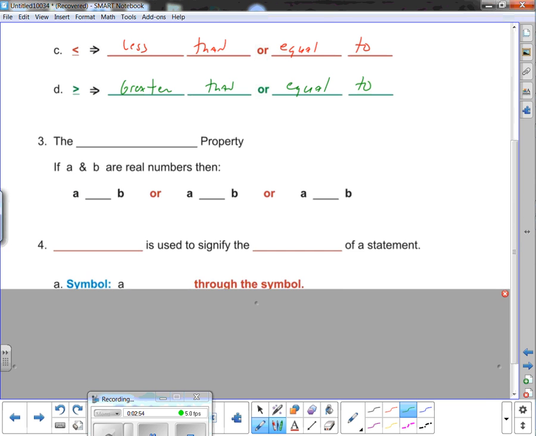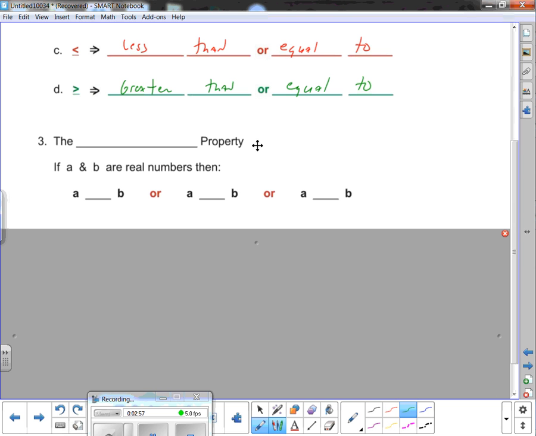All right, so let's take a look at a property here. Don't get all caught up on this property, but it's pretty simplistic. It's called the trichotomy property. Trichotomy. You see that prefix there, tri, that should make you think of three. And it really tells you that there are three possibilities for any two real numbers. So if you look right here, we have A and B. These just represent two real numbers. That's all that means. And there are three possibilities.